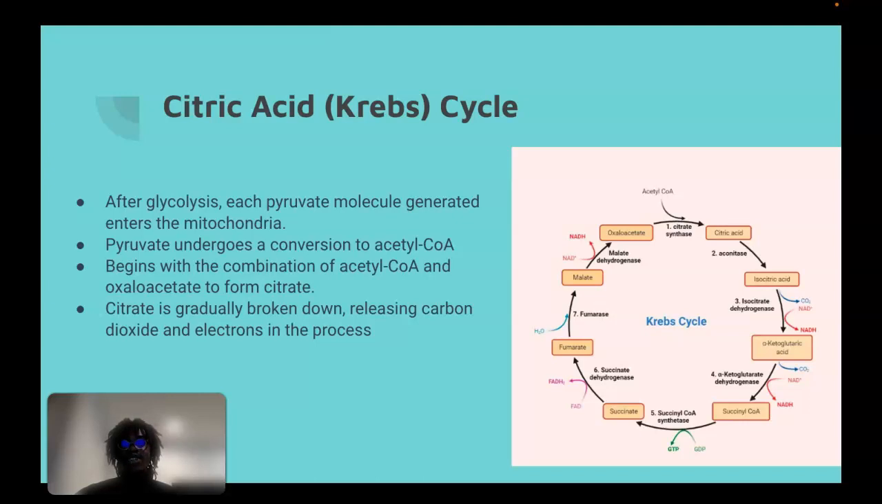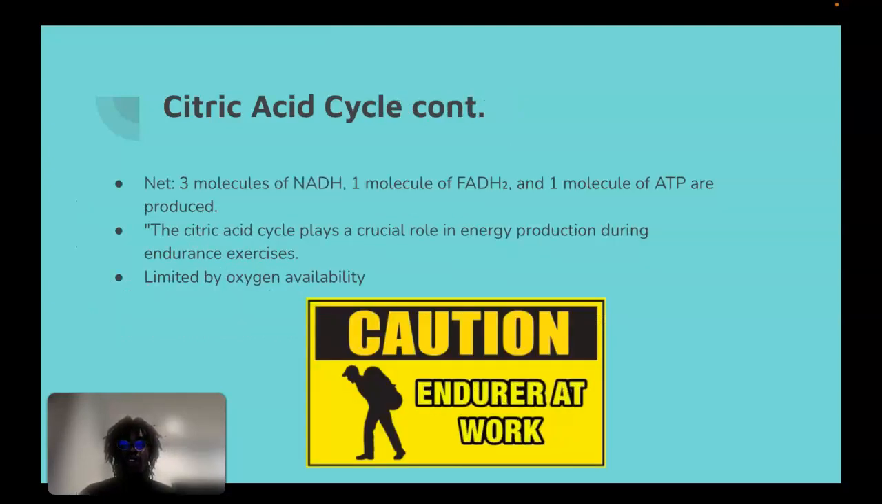The citric acid cycle is a series of 8 enzymatic reactions, beginning with the combination of acetyl-CoA and oxaloacetate to form citrate. Through a series of transformations, citrate is gradually broken down, releasing carbon dioxide and electrons in the process. For each round of the citric acid cycle, 3 molecules of NADH, 1 molecule of FADH2, and 1 molecule of ATP are produced. Keep in mind, each glucose molecule generates 2 acetyl-CoA, contributing to 2 complete cycles.